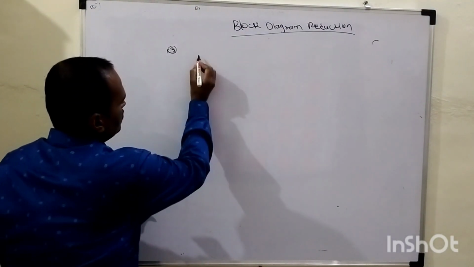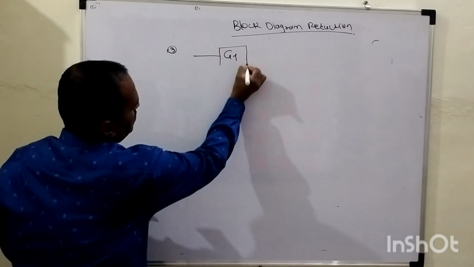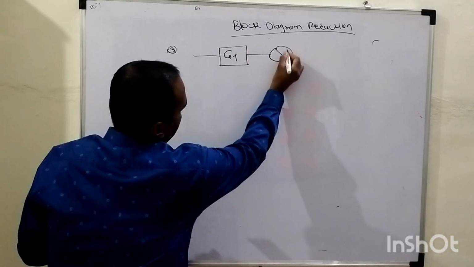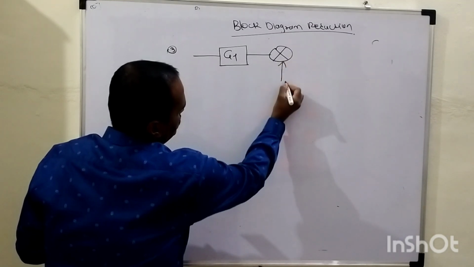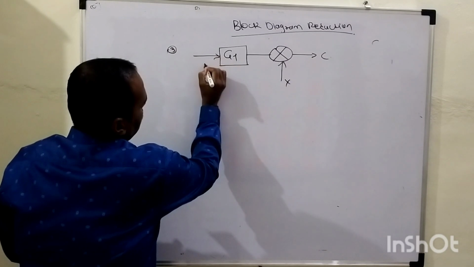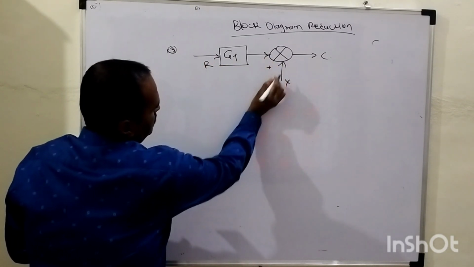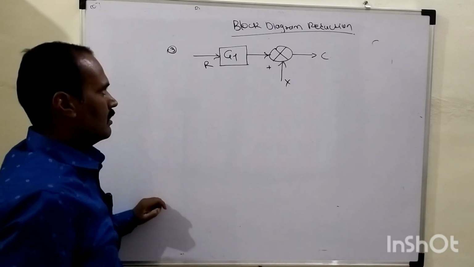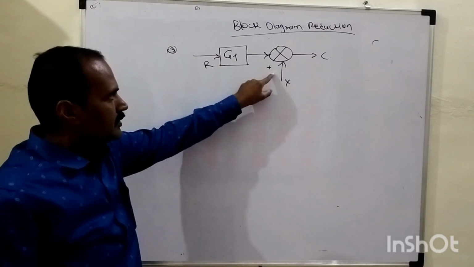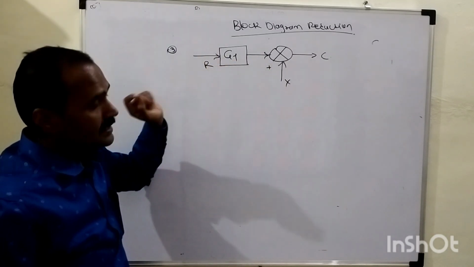So consider such a situation in which this is the gain of the forward path, G1, and here we are having this summing point whose potential is X, and this is nothing but C. So this is R. Suppose we are having the positive sign here. Now we are interested to shift the summing point before this block whose gain is exactly equal to G1.